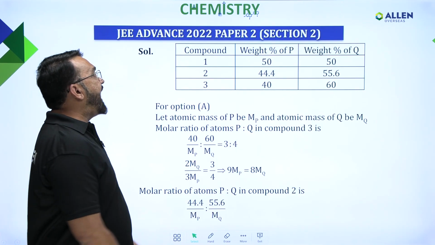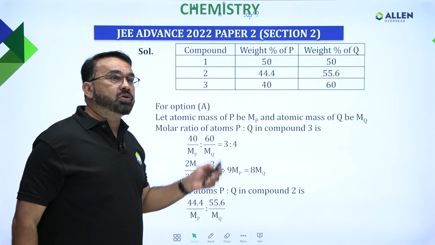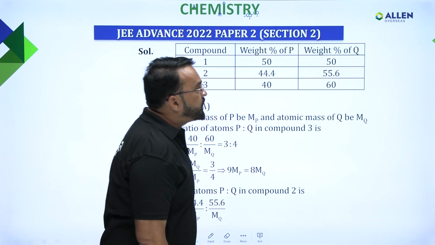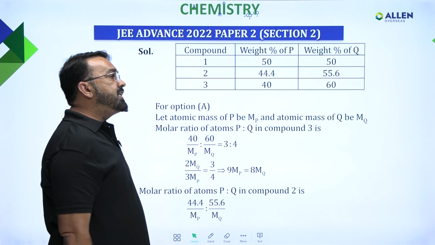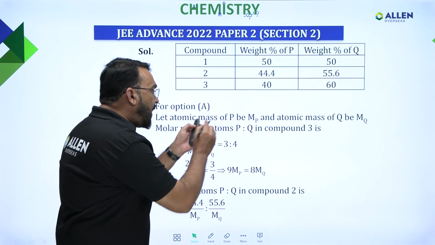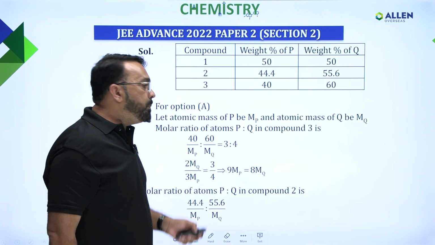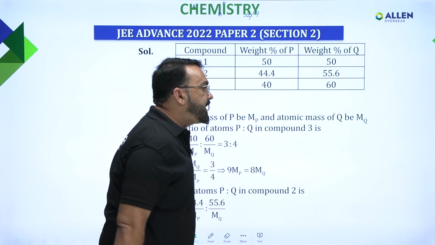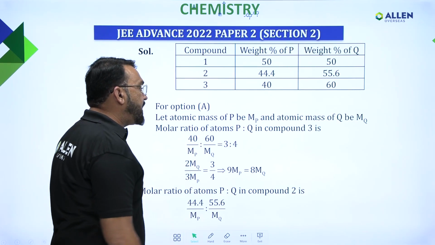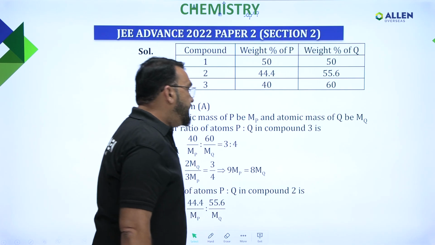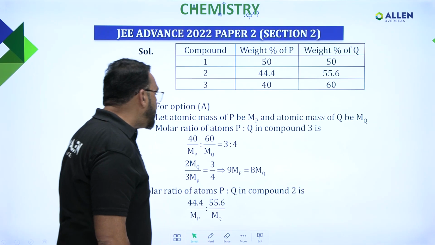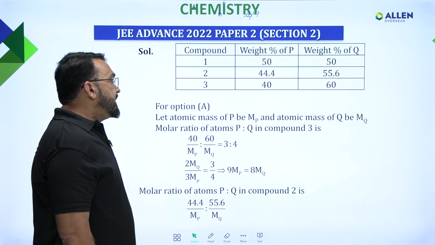Okay, here you can see that the data is again put forward in the solution for you. In compound 1, 2 and 3, the percentage weight of P and percentage weight of Q is given to you, students. So from this data, let us start solving for option A. For option A, let us consider that let atomic mass of element P be MP and atomic mass of element Q be MQ respectively. Okay, we are assuming this, students. Therefore, the molar ratios of atoms P and Q in the compound 3 is what? Okay, we have to prove that the molar ratio of atoms P and Q in compound 3 is what? Okay, so let us now substitute.